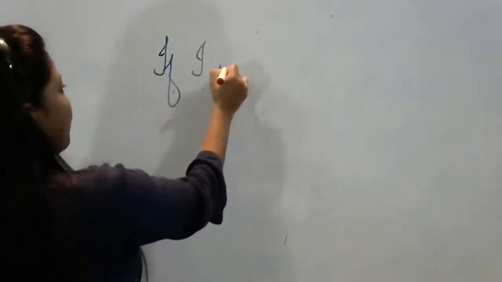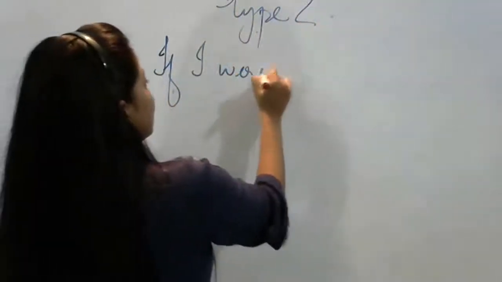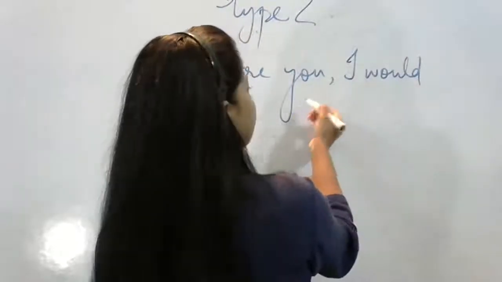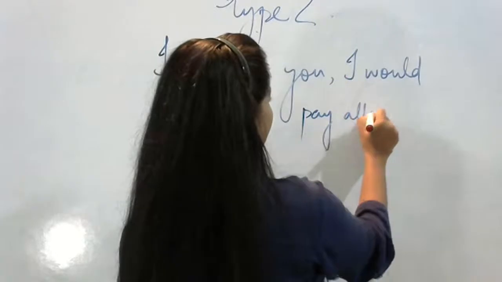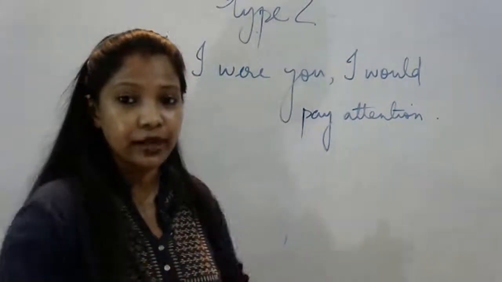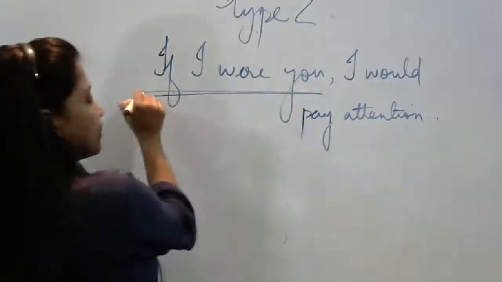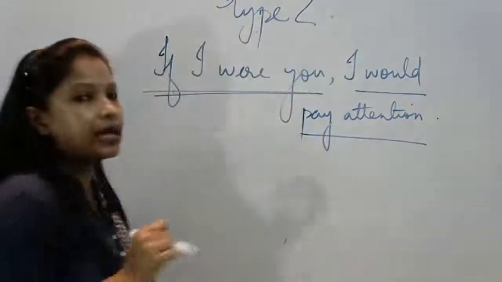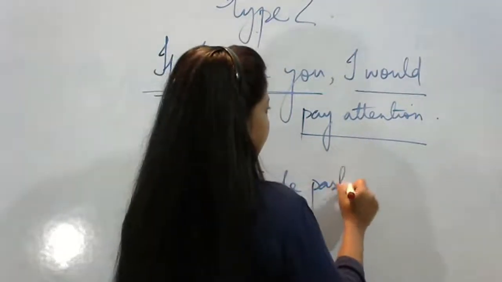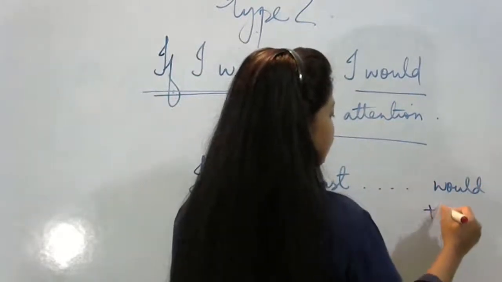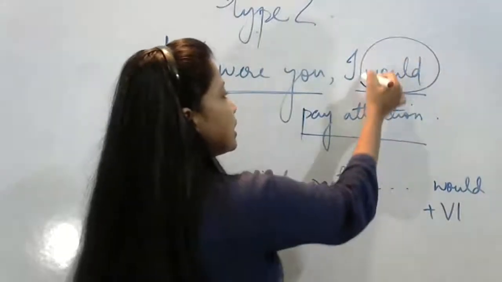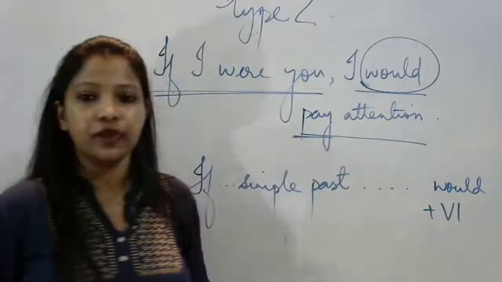Now we are discussing type 2. If I were you, I would pay attention. Now kindly pay attention here. Again, as we discussed, this is the dependent clause, and this part goes under the independent clause. Look at the structure. The structure is if with simple past, and the later part is would plus verb in first form. Would plus verb in first form. Would is the modal, and pay is V1, verb 1.